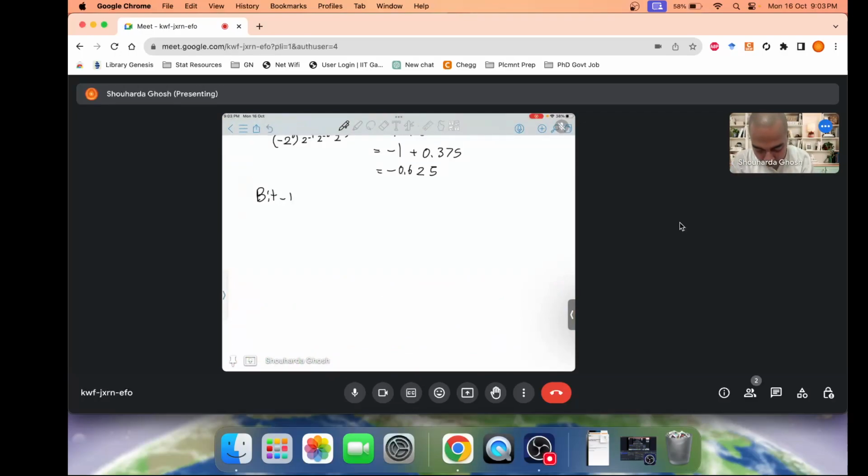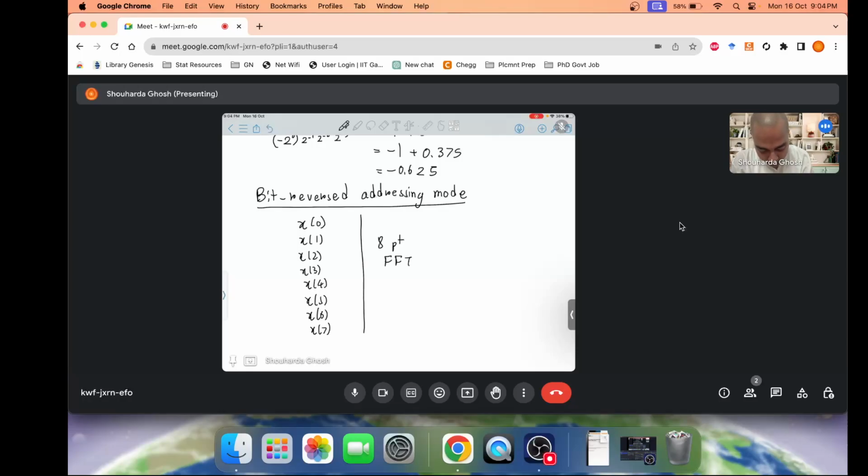So bit reversed addressing mode. What happens in the bit reversed addressing mode? So you had the input signals x0, x1, x2, x3, x4, x5, x6, x7. This is the 8-point FFT.